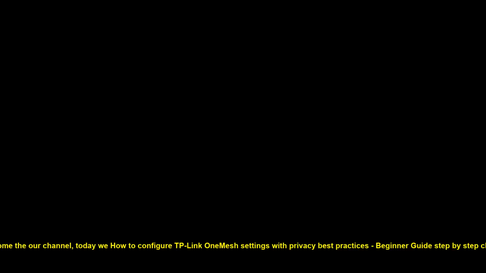Welcome to our channel. Today we show how to configure TP-Link OneMesh settings with privacy best practices, a beginner guide step by step, clearly. Start by ensuring your TP-Link router is powered on and connected to the internet. Connect your computer or mobile device to the router's Wi-Fi network.